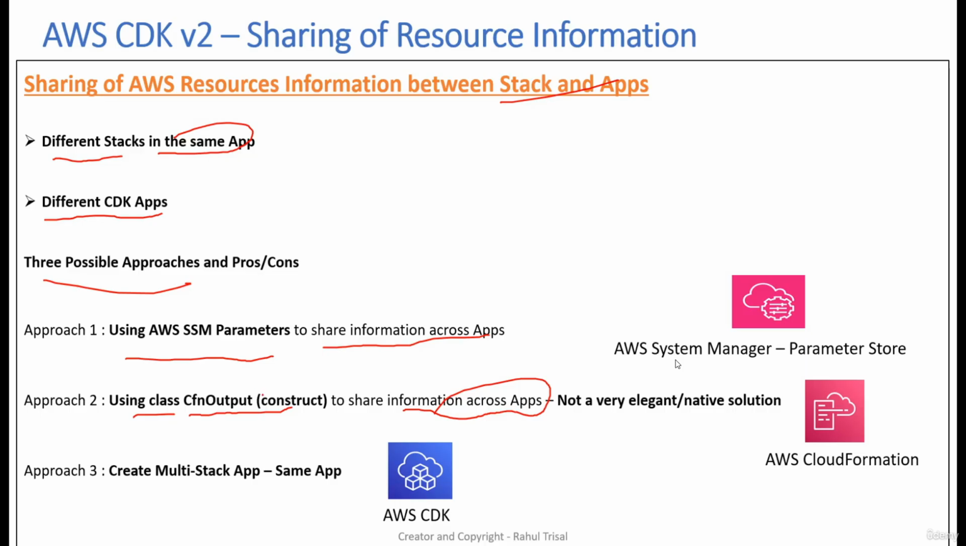So you can see here we are using the CFN output, and earlier we had discussed when the prefix is CFN, that means it's a level 1 construct, and ideally we should not be using a level 1 construct. So that's why it's not a very elegant or native CDK solution, if I may say so. That's why we mostly prefer the AWS SSM parameter store in most organizations.